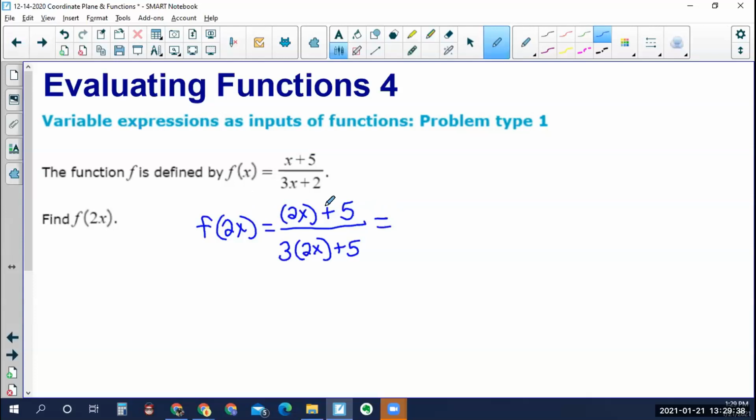On top, there's nothing more I can do except that I can make it look nicer and say goodbye to the parentheses. So 2x plus 5 on top. On the bottom, again, I've got 3 times 2 times x, so I can go ahead and do the 3 times 2. The new coefficient on x will just be a 6, and voila. Okay, right there is all you had to do to get the answer that you will type into Alex.